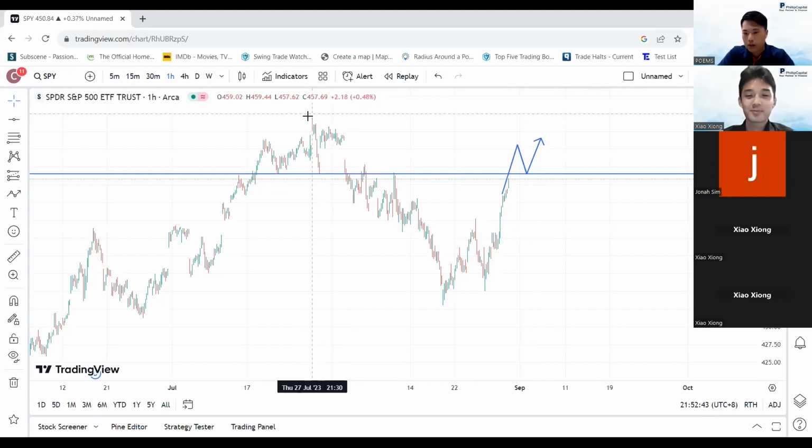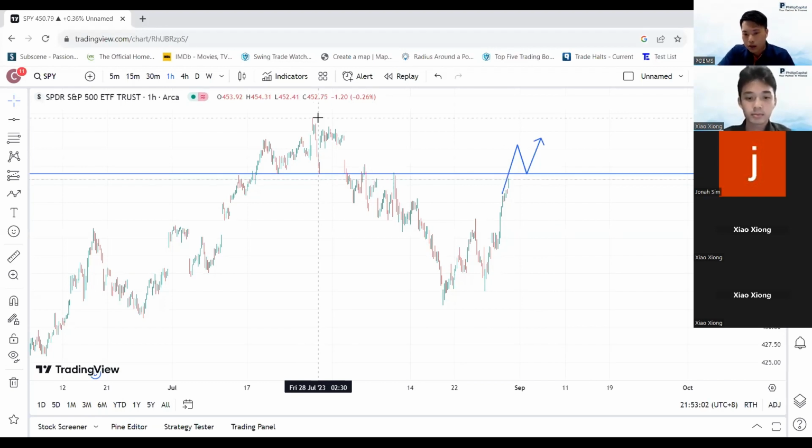But do take note of this current level at around 460. If you want to take opportunity based on this movement, know that there should be resistance at around 460, before you decide to make any decision. Then let me take a look at what are the counters that you want us to do.